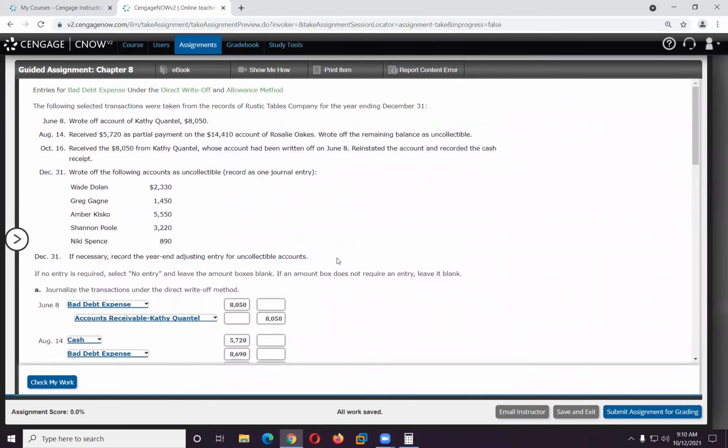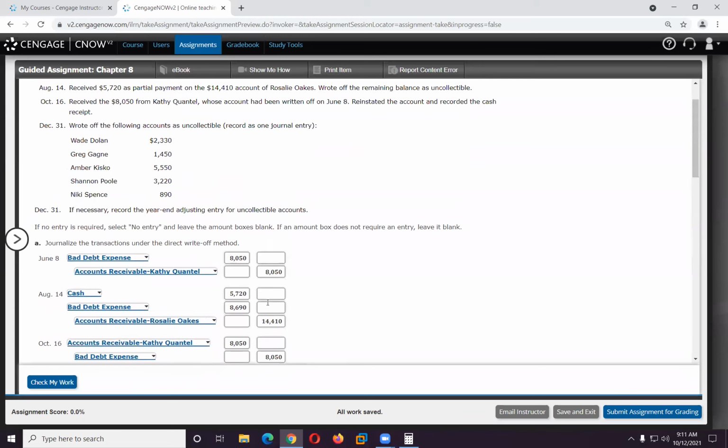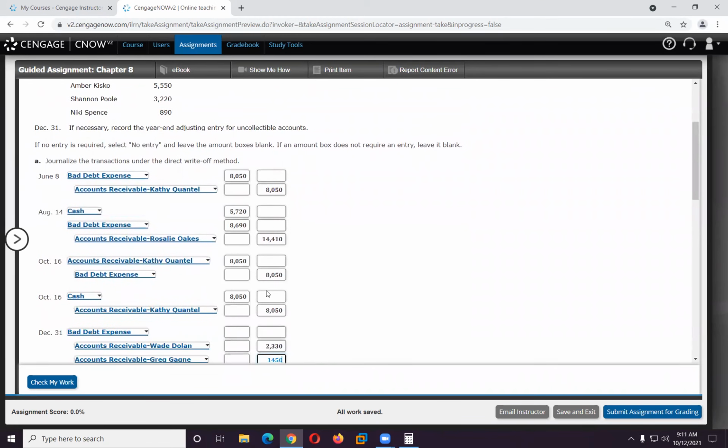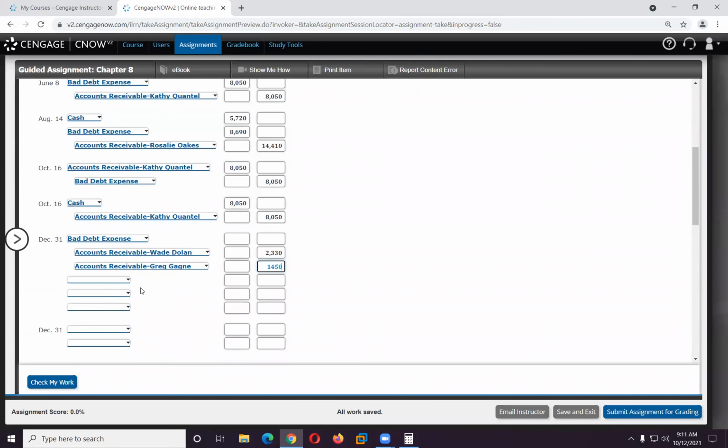Greg Gagney. Oh, accounts receivable, good catch. They tried to trick me and they nearly did, but thankfully you got my back. All right, accounts receivable. For Greg Gagney was 1450 on mine. Amber Kisco.